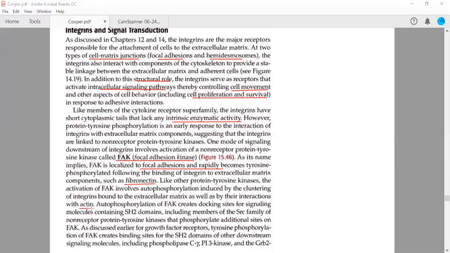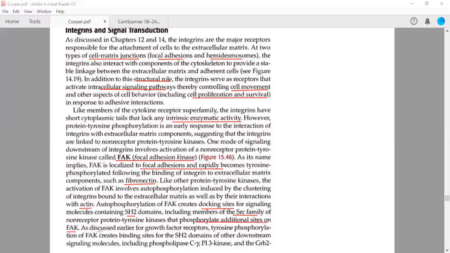As I showed you in the case of focal adhesions and hemidesmosomes, they are interacting with actin. Autophosphorylation of this kinase creates phosphotyrosine docking sites for signaling molecules which have the SH2 domain, because SH2-containing proteins can directly interact with these phosphotyrosine residues, including members of the SRC family. These SRC family proteins have SH2 domains and can interact with phosphotyrosine residues, and phosphorylate additional sites in these focal adhesion kinases. So they will also phosphorylate additional sites in these kinases itself.